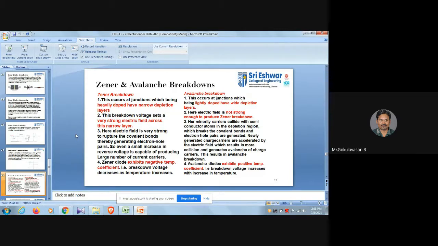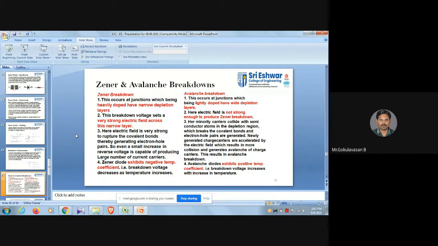In avalanche breakdown, minority carriers collide with semiconductor atoms in the depletion layer, which breaks the covalent bonds already formed, and electron-hole pairs are thus generated. Newly generated charge carriers are accelerated again by the electric field, which results in more collisions and thus generates an avalanche of charge carriers. This results in avalanche breakdown.